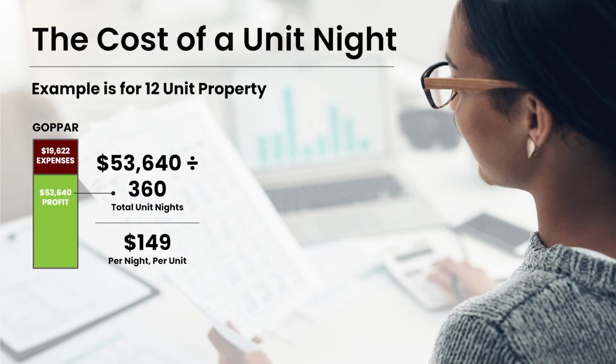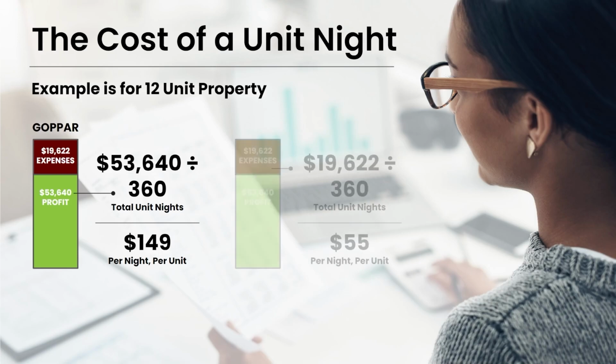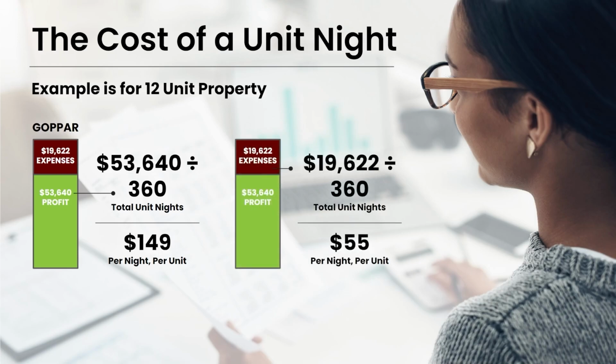After you determine GOPAR, I like to use the expenses to determine what your average night expenses are. It's pretty simple. You just divide your expenses by the total unit nights, and then multiply it by the total number of units, which in this case is 12, which comes to a total of $55 per night per unit. Now, why do we determine this number? Well, it's because it's good to know how much profit you're making side by side with your nightly expenses.